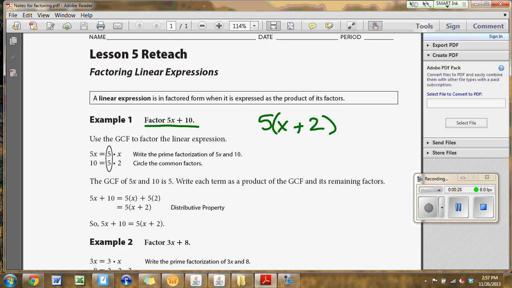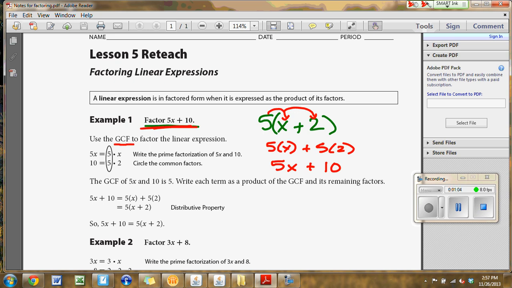Okay, if I were going to distribute this, I would take each one of these numbers and multiply it by the things inside. So I would do 5 times x plus 5 times 2. 5 times x is 5x, and 5 times 2 is 10. So 5x plus 10, and that's what this is right here. So if I'm going to go backwards, and going backwards means undoing, if I multiply to get there, in order to go backwards, I want to divide.